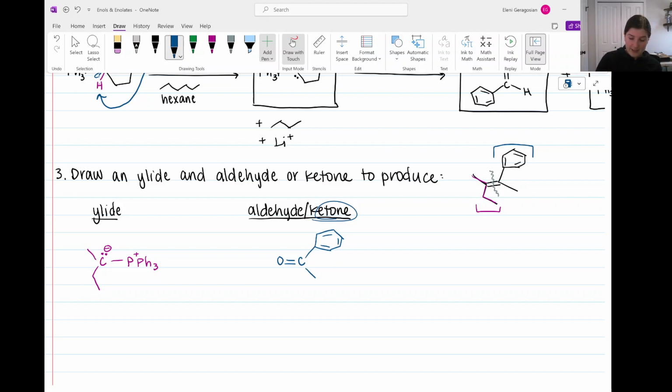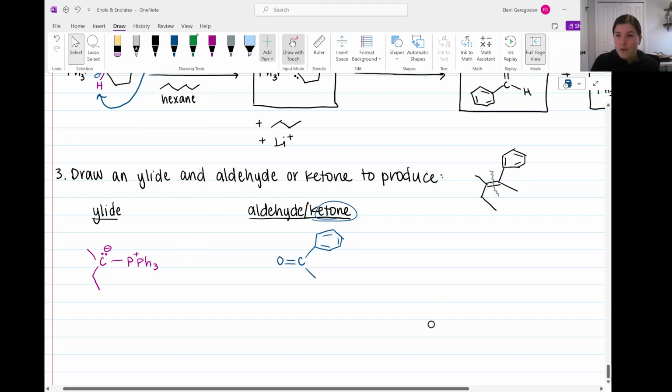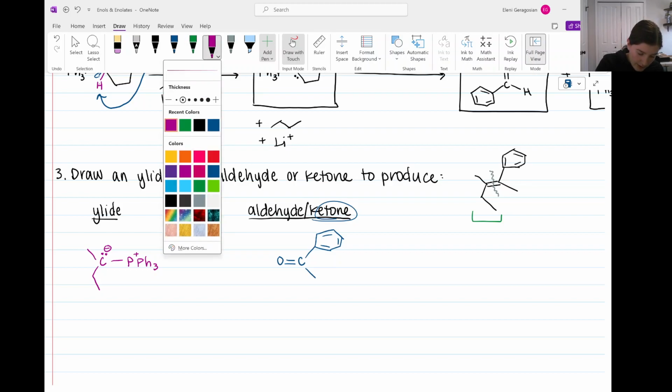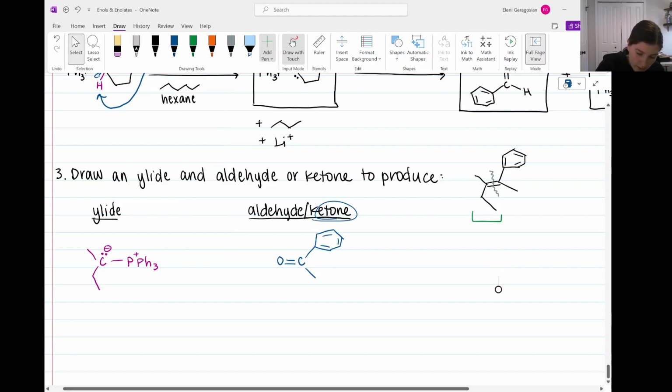Another way is to say, we'll use some different colors here. We're still splitting the molecule in the way that we have shown it here. But once we're looking at the product, we don't know which of the 2 carbons that's part of the pi bond was from the aldehyde and which was from the ylide. So let's say the left side was the aldehyde or ketone, and the right side, we'll use orange, was from the ylide.